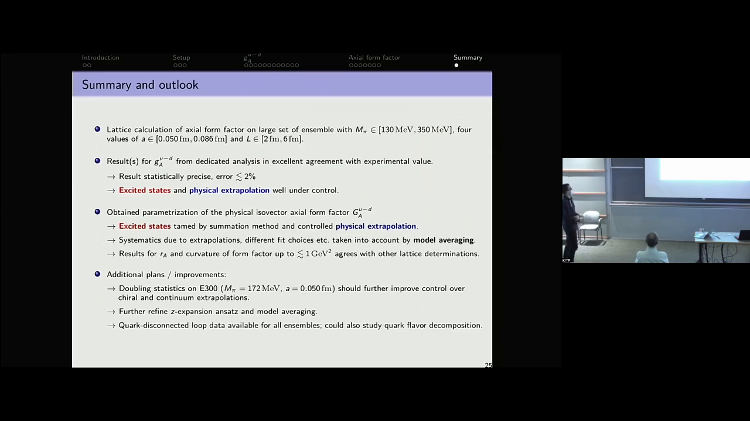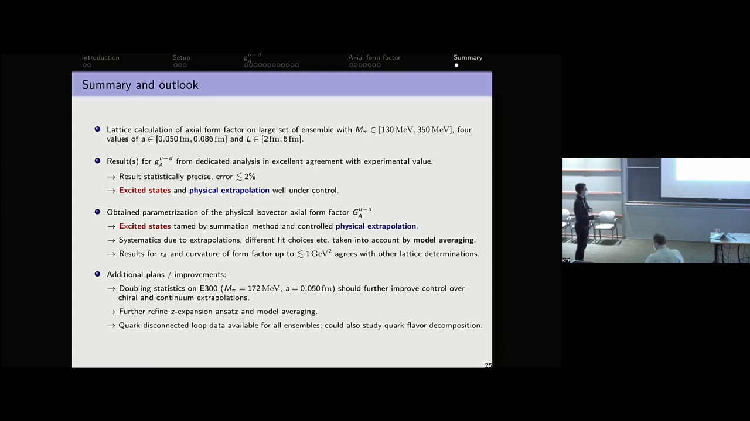Basically, this is the end of my talk, with my summary. We performed the lattice calculation of the axial form factor on a fairly large set of ensembles that allows us to do all the relevant physical extrapolations. The result for the axial charge from a dedicated analysis is now in excellent agreement with the experimental value, and it's also statistically quite precise, with all the relevant extrapolations under control. We intend to do the same thing for the full form factor. Again, we use the summation method to tame the excited states, and then we do a physical extrapolation.